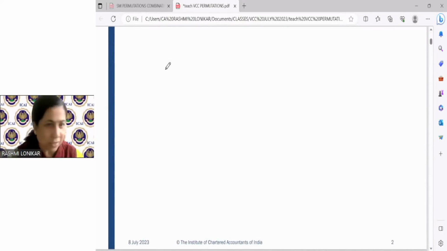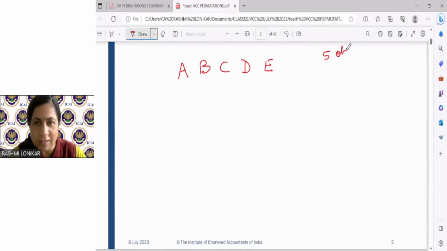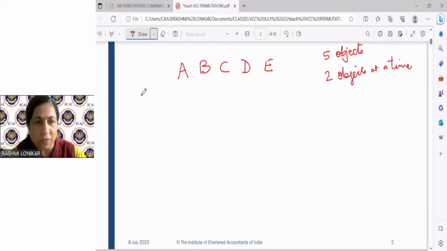Let me take an example first, and then we could understand this better. Suppose I have 5 objects: A, B, C, D, and E. So how many are there? 1, 2, 3, 4, 5. Five objects. Out of that, I'm taking 2 at a time. Out of these 5, I want to make subsets of 2 each. So 5 objects are there, and I want to take 2 objects at a time. All of you are with me.